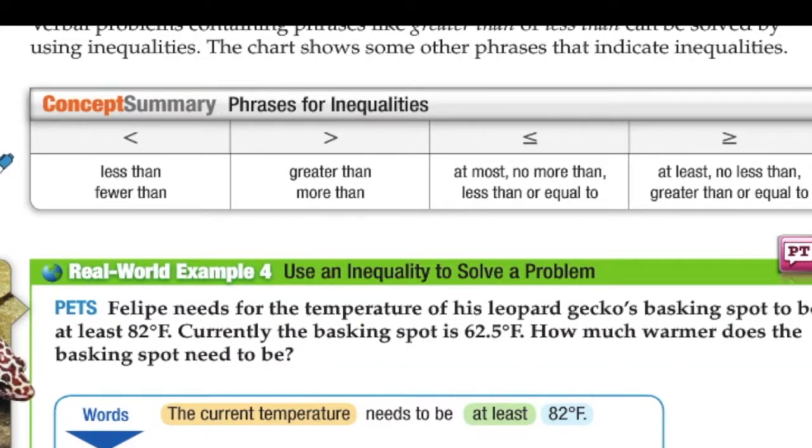On page 287, you have a nice little concept summary, phrases for inequalities. Please fill in the inequality symbols for each of these. Less than is the same as fewer than. Greater than and more than, at most, no more than, less than or equal to, and then at least, no less than, greater than or equal to.